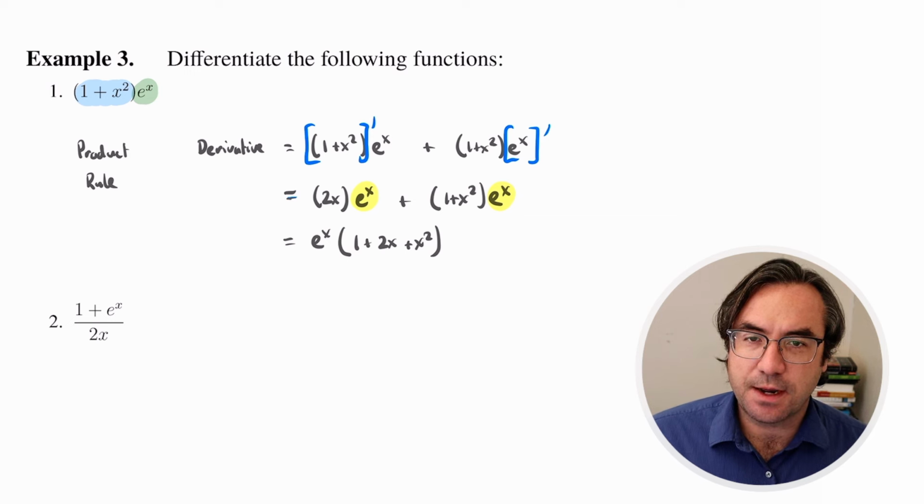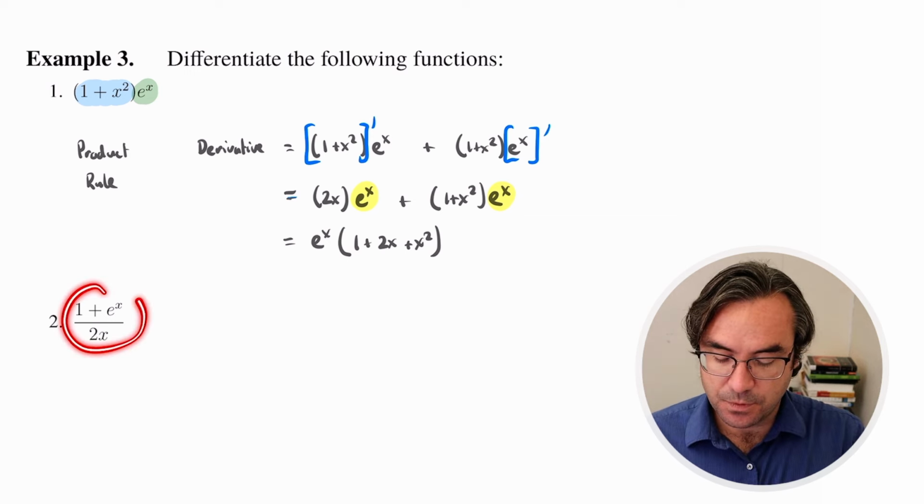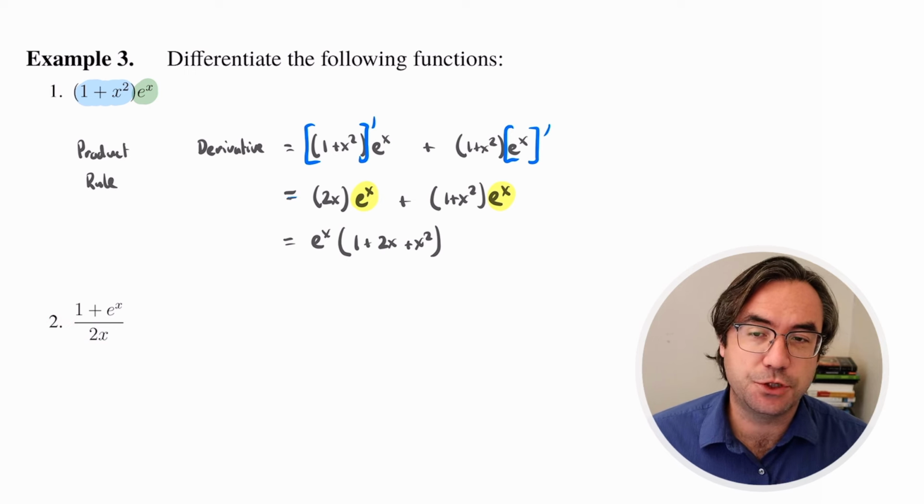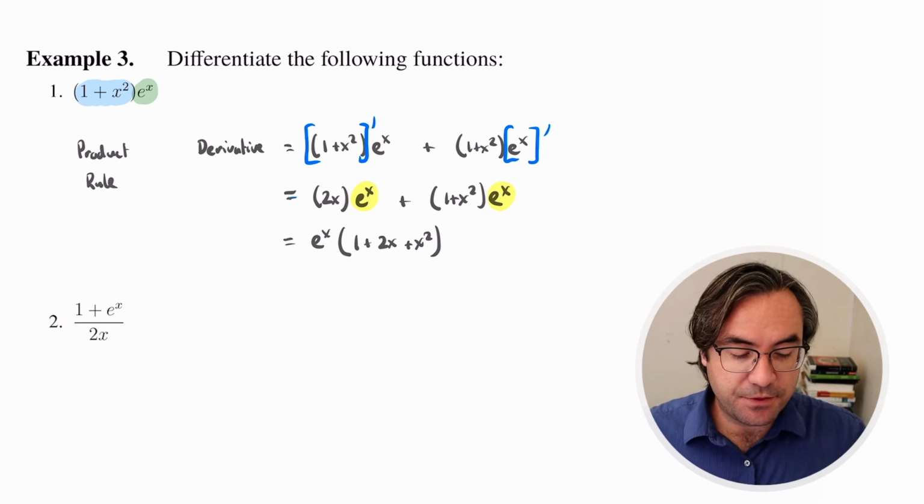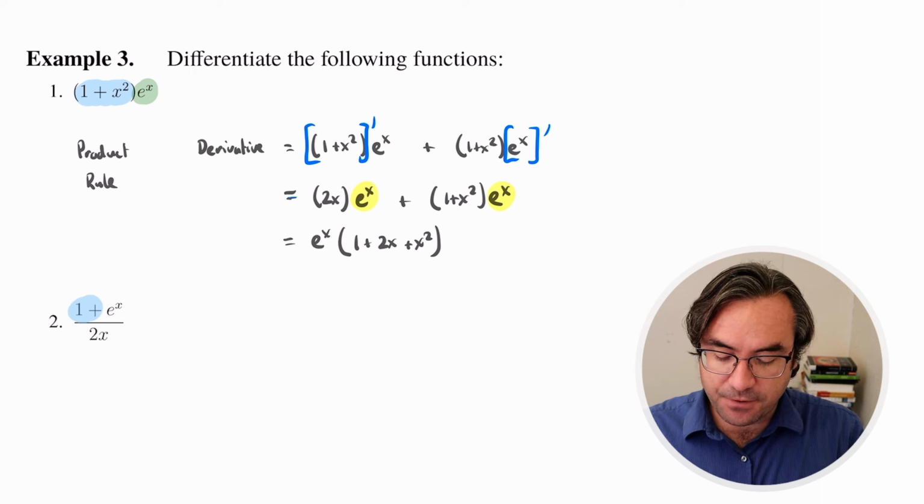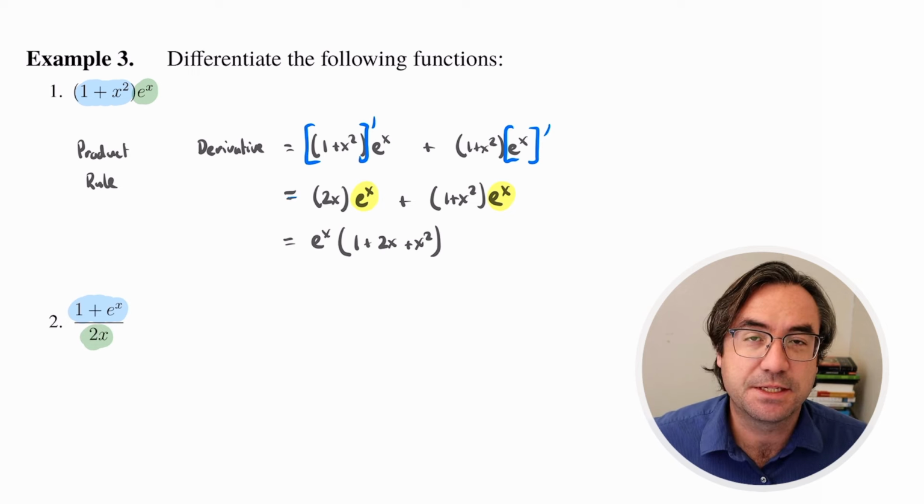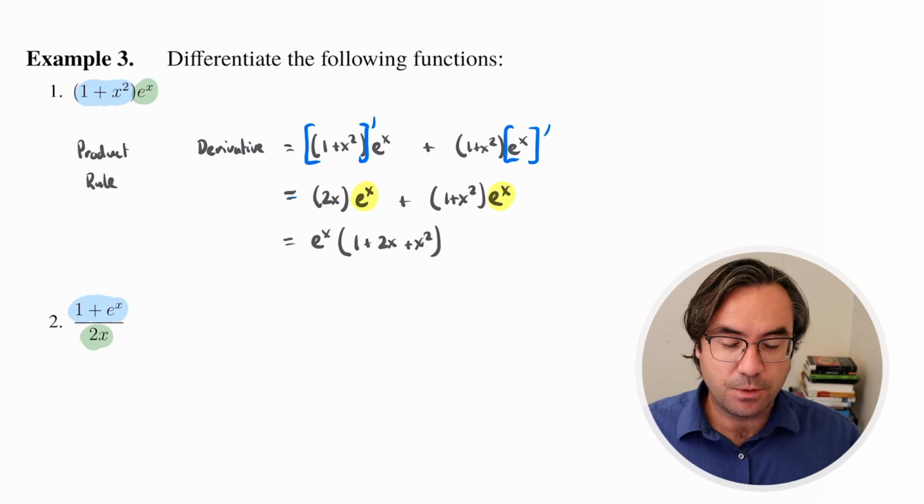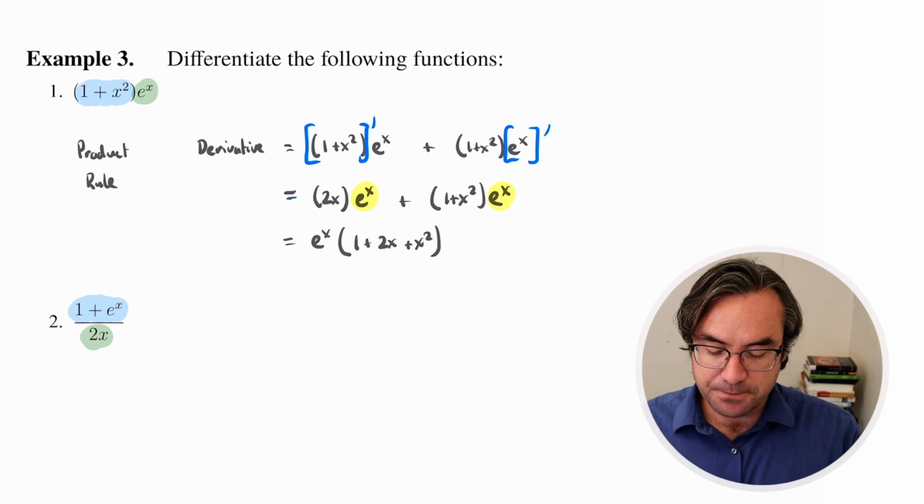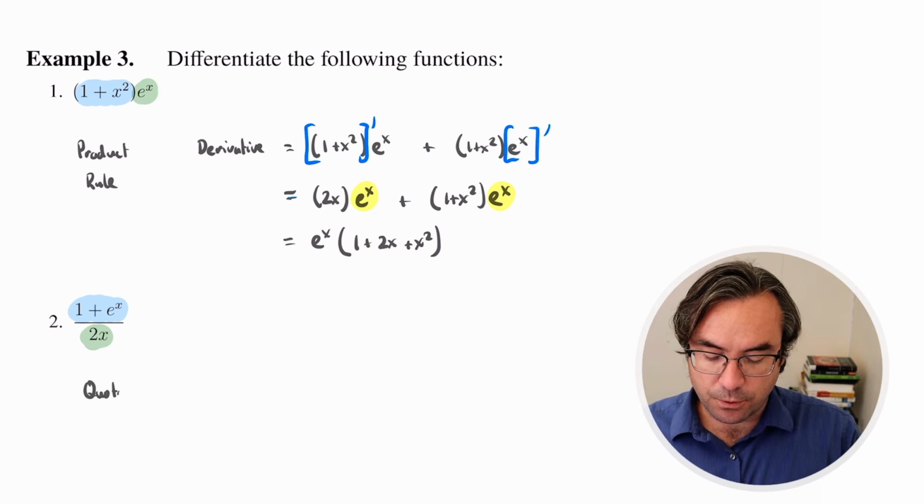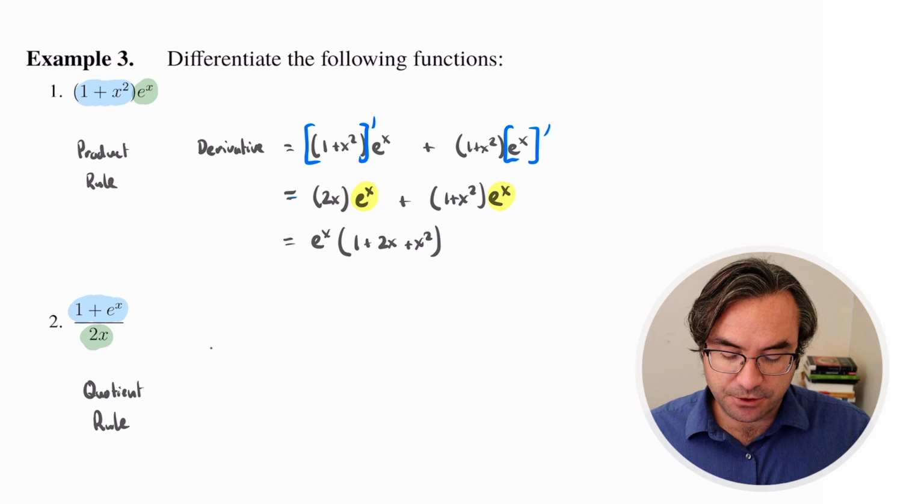All right, so let's try another one: (1 plus e to the x) over 2x. So when we look at this one, it's a fraction, it's a quotient, and we've got x terms in both spots, the top and the bottom. So when there's x's in both places, we want to use the quotient rule. All right, so how is our derivative going to work for quotient rule?